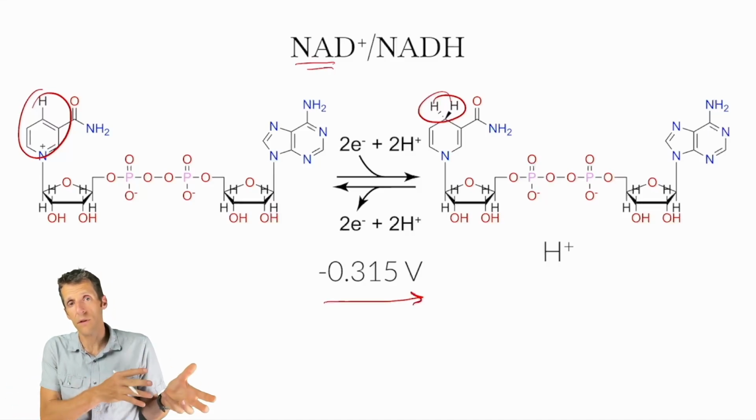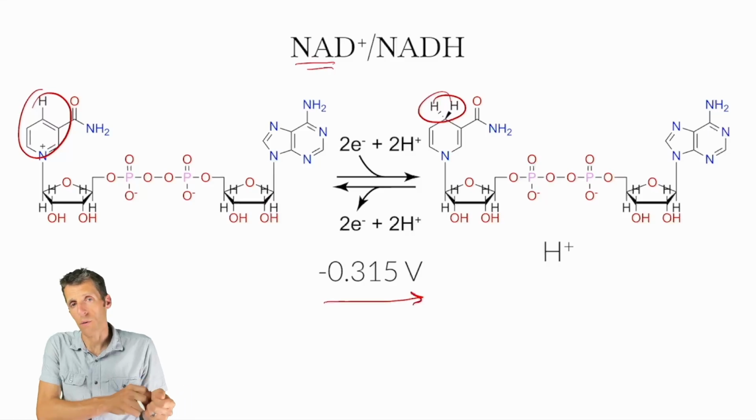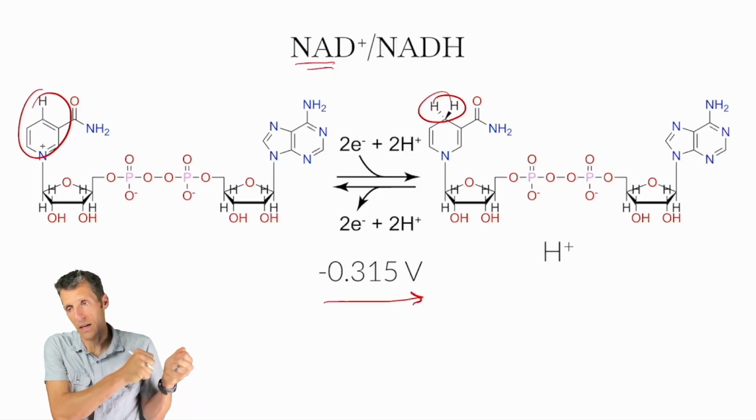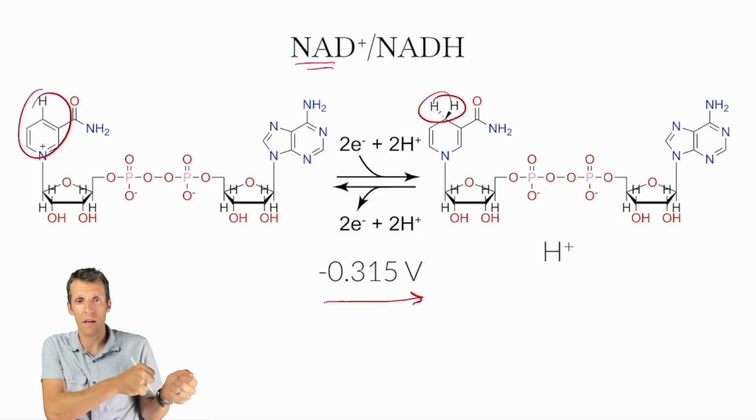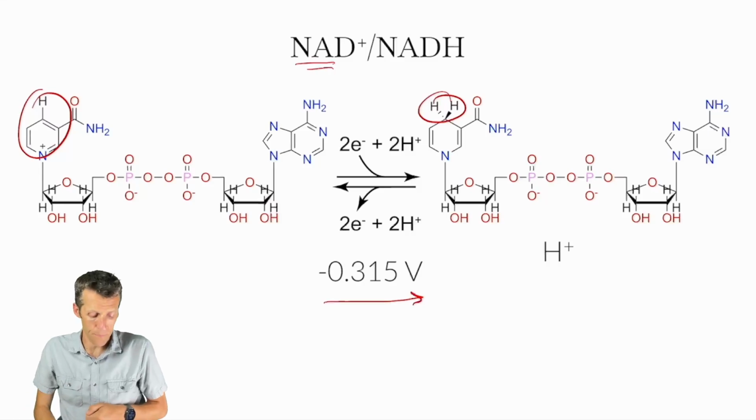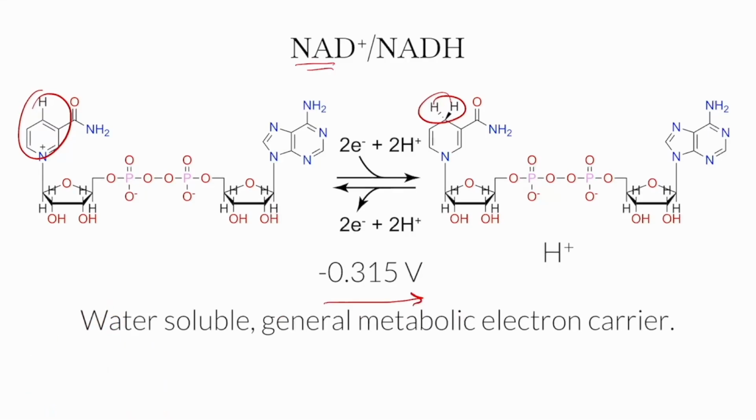So this is the first mobile carrier, and what it's going to do is basically connect things like the citric acid cycle into the electron transport chain. Another thing we might want to note about this is that it's very water soluble. If you look across it, there's a bunch of charges and there's a bunch of hydrogen bond donors and acceptors. So this will readily dissolve in water. So it floats around in the aqueous cytosol and matrix and intermembrane space of cells.